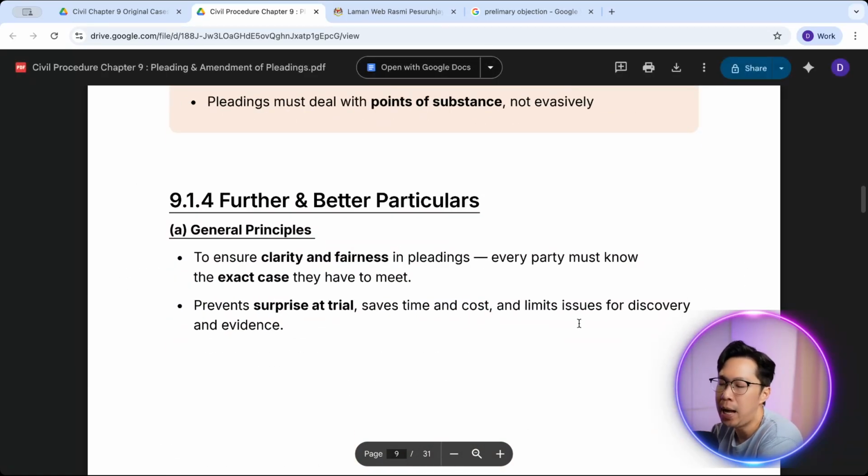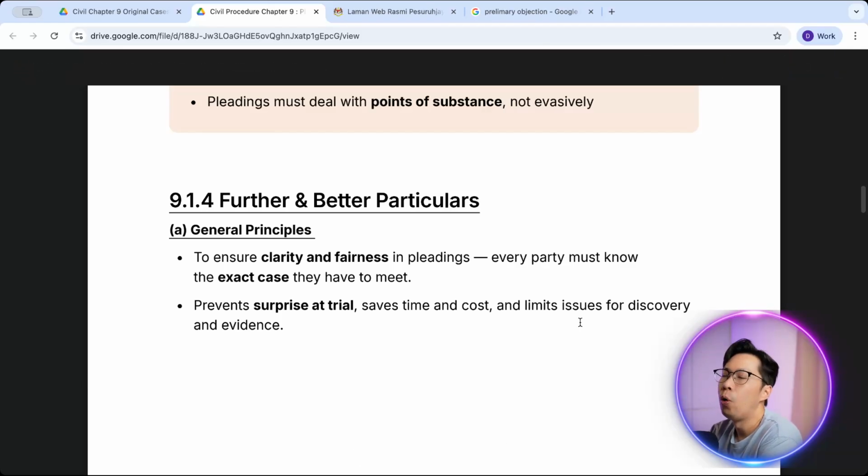Right, what about further and better particulars? Further and better particulars is under your Order 18 Rule 12. You can open up your Order 18 Rule 12 and we read it together. Further and better particulars means that when the plaintiff sends a statement of claim to the defendant, and the defendant reads it, unsure, wanting clarification, the defendant can ask the plaintiff for more information. It can also work where the defendant sends a statement of defense to the plaintiff, the plaintiff reads it, is unsure, then the plaintiff calls on the defendant to ask for more information. So it can work for plaintiff and defendant. It's just a general rule on pleading.